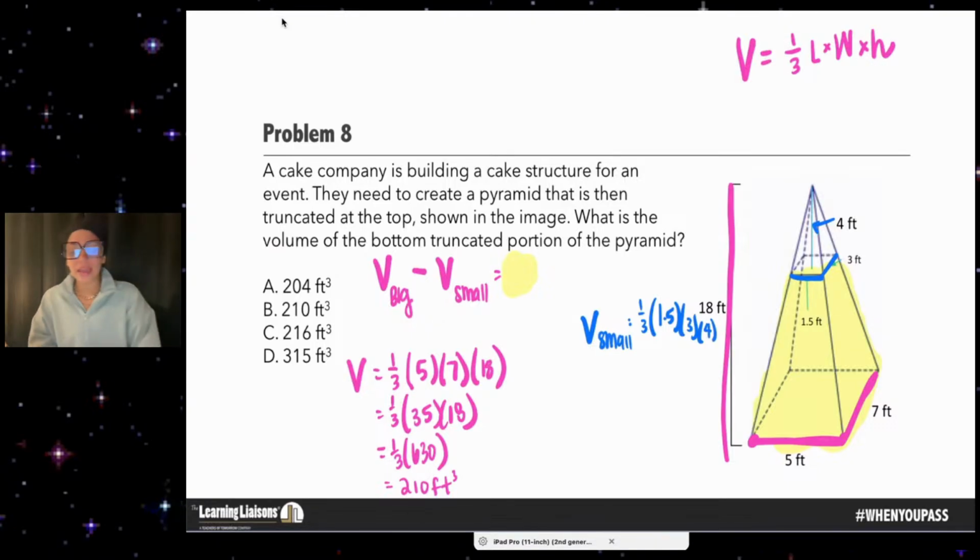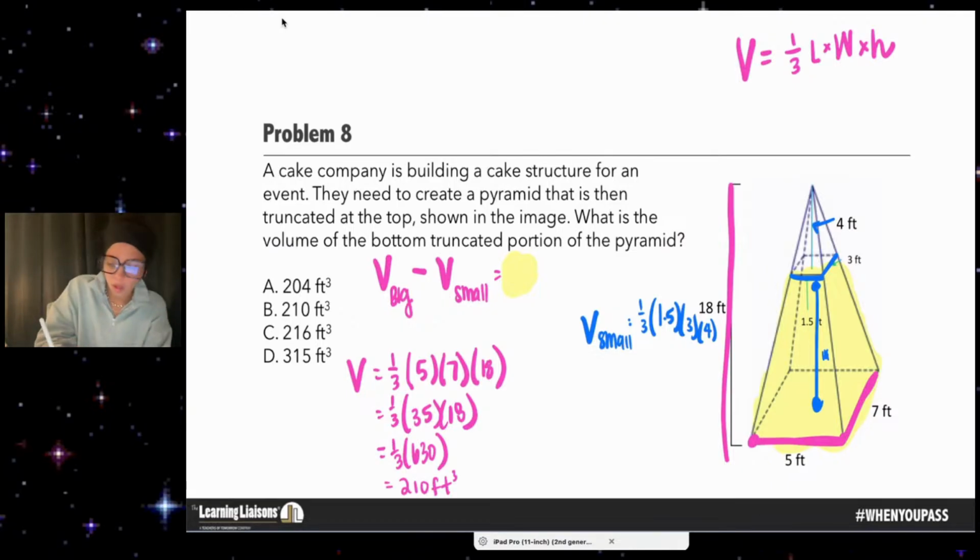Now, what if that was the slant height, but they gave us the height of this yellow part and said that it was 14? In that case, you would have to do 18 minus 14 to get the 4. And sometimes you'll see that kind of problem solving that you'll need to do.